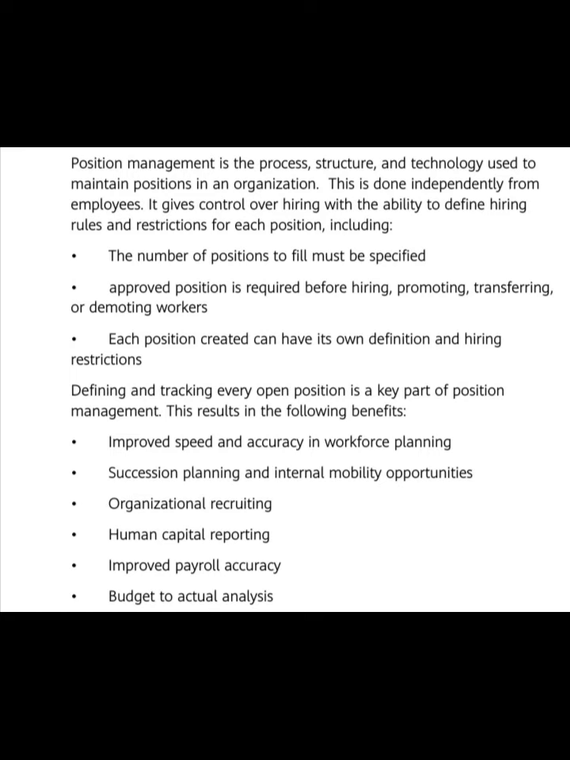This results in the following benefits to improve speed and accuracy in workforce planning, succession planning and internal mobility opportunities, organizational recruiting, human capital reporting, improve payroll accuracy, and budget to actual analysis.